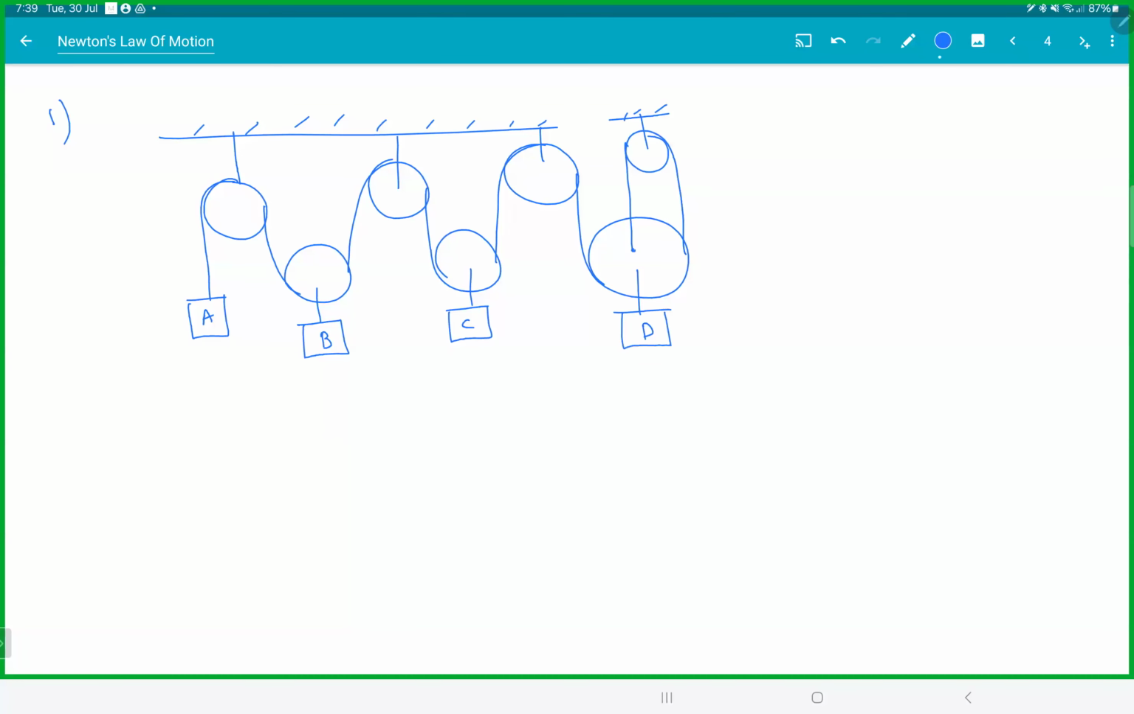Are you getting how the string is connected? The string goes to D, goes up, and comes back to the same pulley again. A is going up with 2 meters per second. B is coming down with 3 meters per second. C is going up with 1 meter per second. Find VD. Let's get this.